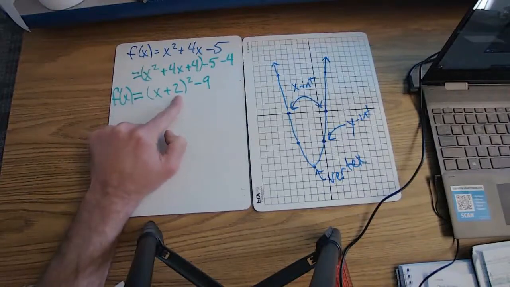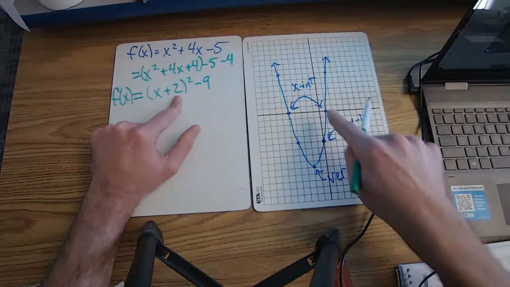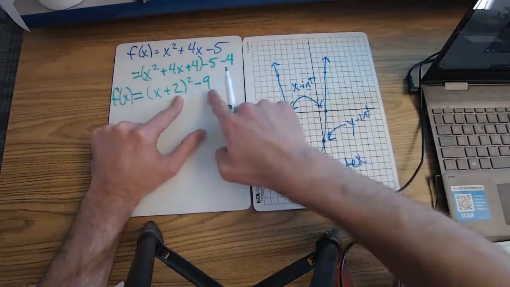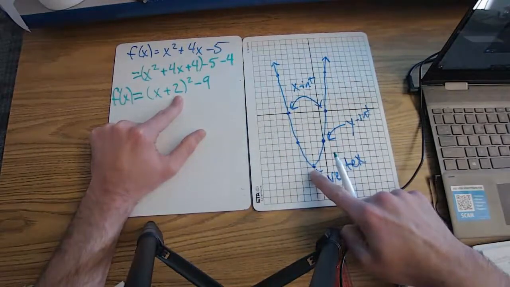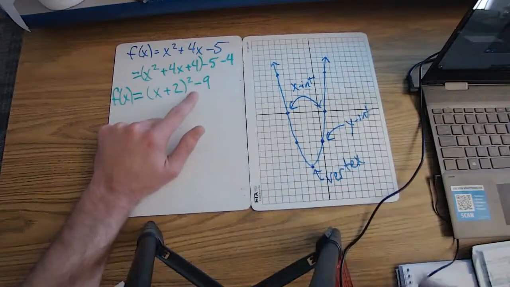But what you'll see here is this tells me that if I take my h, I need to take the opposite. So my x should be at negative 2, which it is. And this one stays the same, negative 9, which it is. Okay, so this vertex is at negative 2, negative 9.